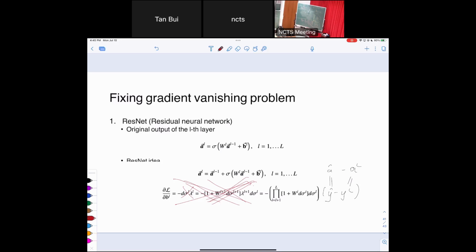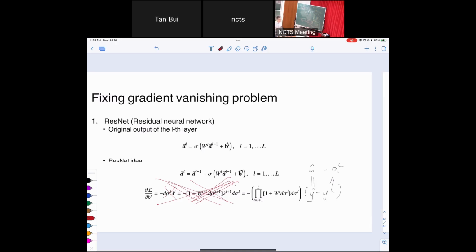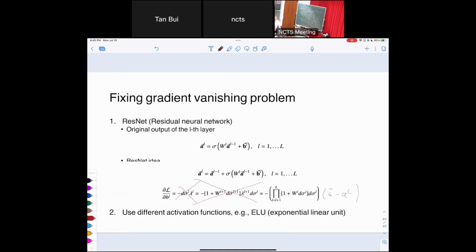Is that good? So that's one way. Of course, again, it's not originally what ResNet is using. But you can say, okay, why should I use the sigmoid function, right? That's one way to use ResNet. The other way is, you should use a different activation function, where a small value of the derivative is very rare. For example, ELU, exponential linear unit, right? You don't have that problem at all.